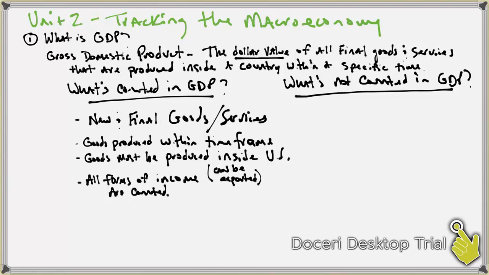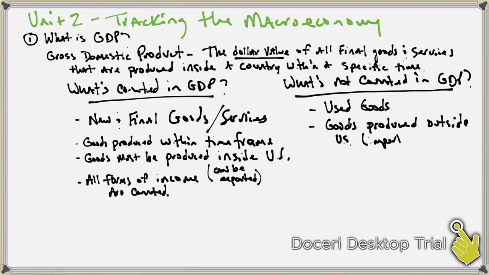Now our next list is going to be things that we don't count in the GDP. And so that would be all used goods. It would also be goods that are produced outside the U.S. So we'll say goods produced outside U.S., and those would be imports. So imports are not going to be counted in the GDP.